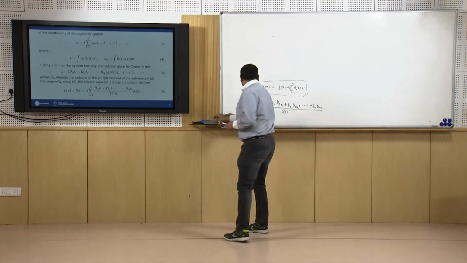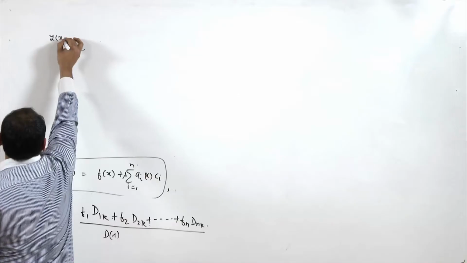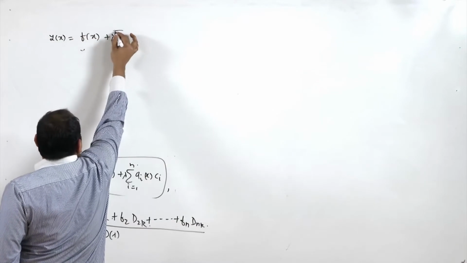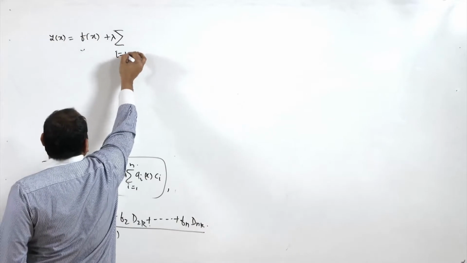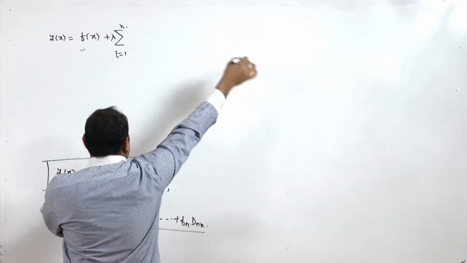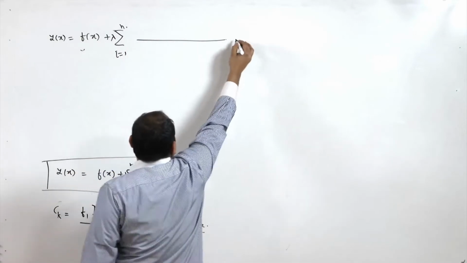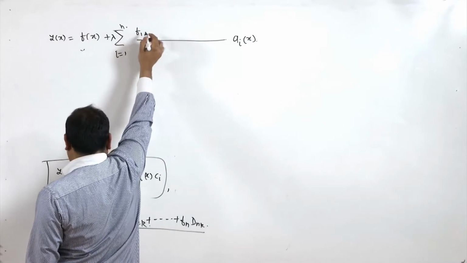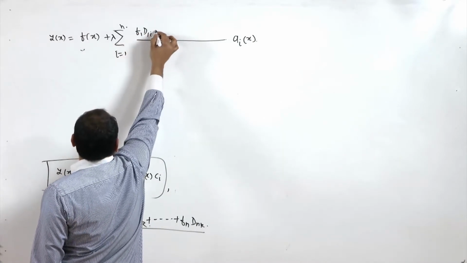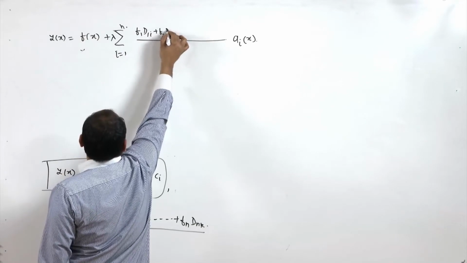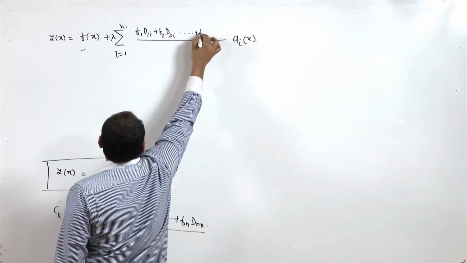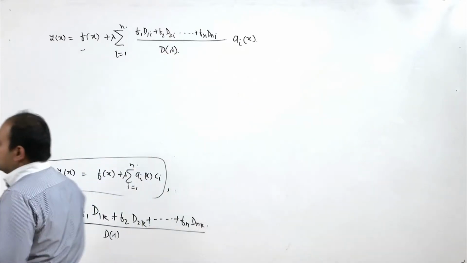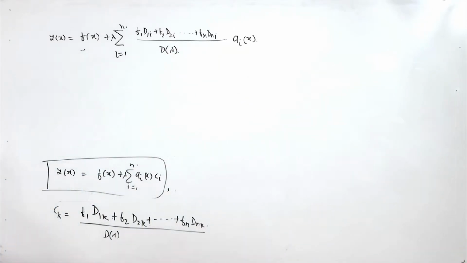So here we are writing this solution as y of x is equal to f of x plus lambda times summation i equal to 1 to n, and a_i(x) I am taking out, c_i I am writing here. So this is your a_i(x) here, and c_i I am writing here: f1 d1i, f2 d2i and so on, fn dni, and divided by d lambda here. So the solution can be written in this form.